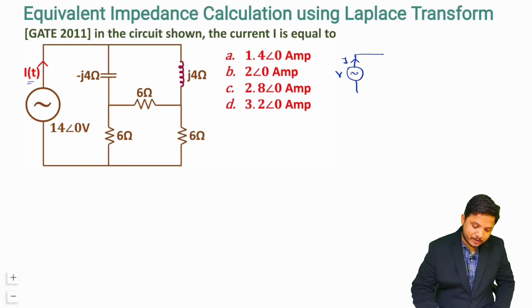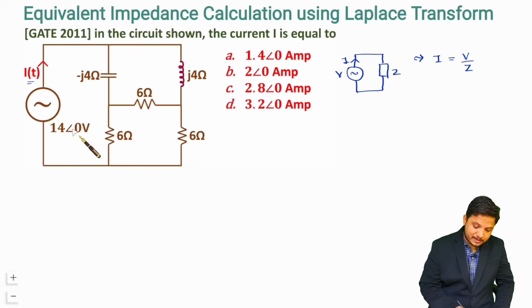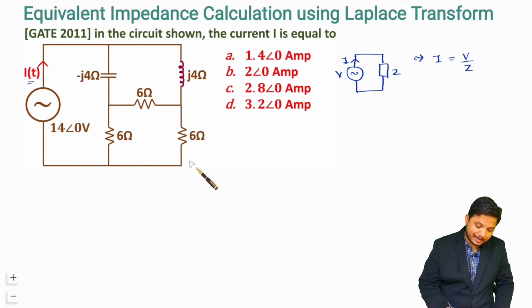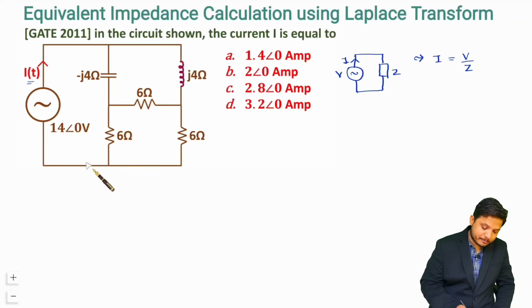we have to find the current, and if I say here I have an impedance Z, right, so I can say that I equals V by Z. So V is given. So what is Z? Z is the equivalent impedance of this much circuit. So technically our question is to identify the equivalent impedance of this much circuit.